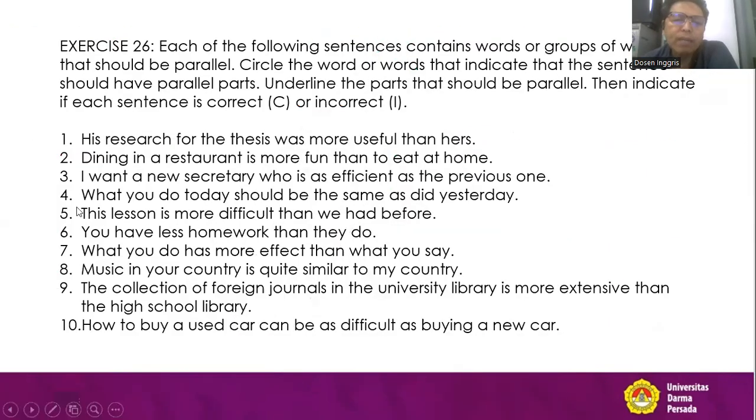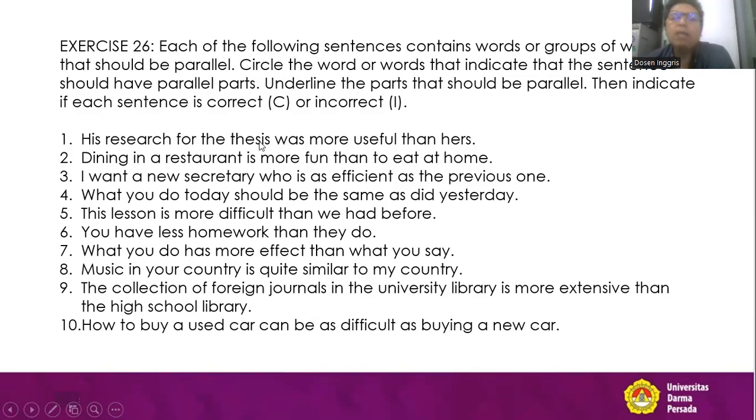Now, this is the end of our discussion. You are having exercise 26. Each of the following sentences contains words or groups of words that should be parallel. So everybody, you have 10 sentences and they have something which is supposed to be parallel. Circle the word or words that indicate that the sentence should have parallel parts.